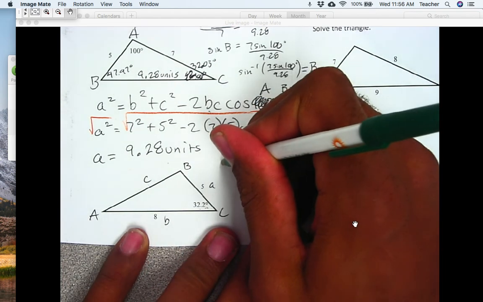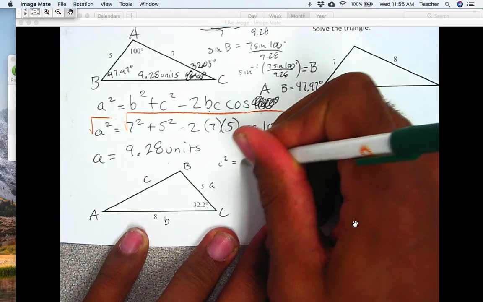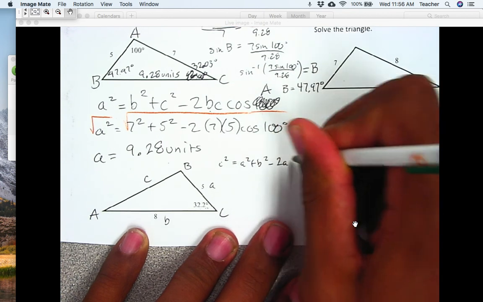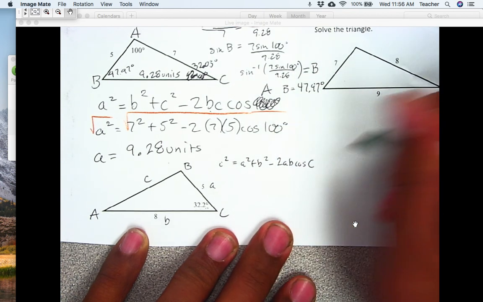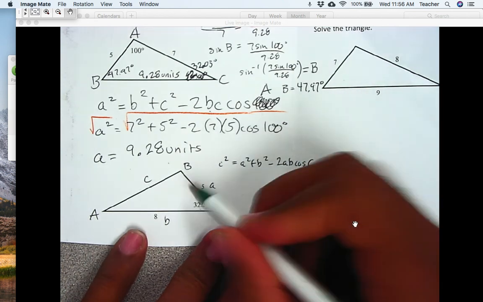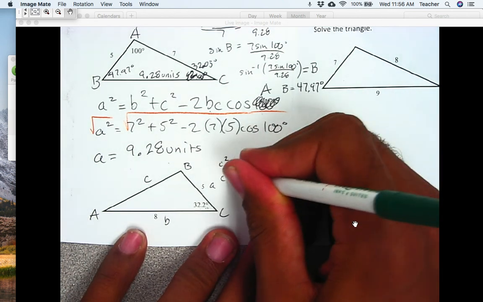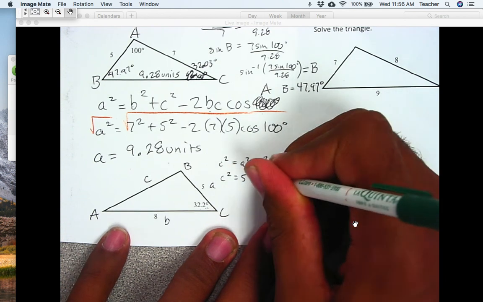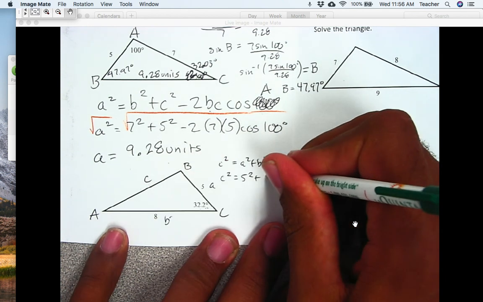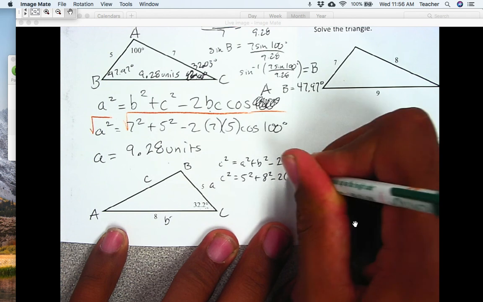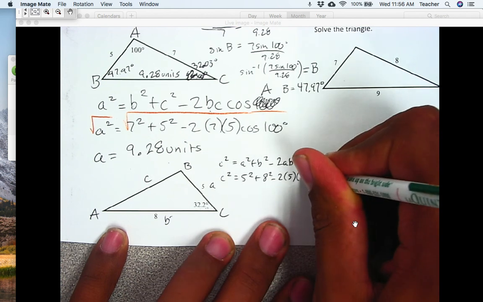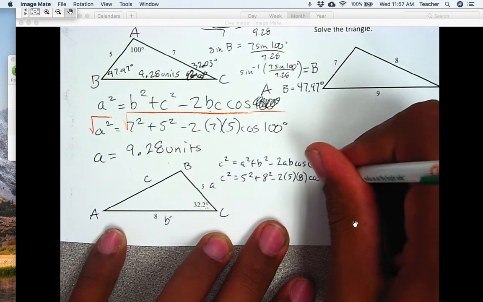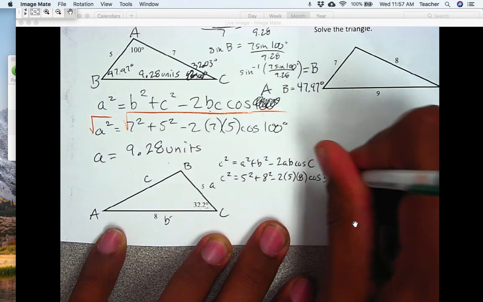Okay, so if I write the formula, c squared equals a squared plus b squared minus 2ab cosine C. I'm just going to fill in what I know. Okay, so we don't know that side, c squared. I know a squared, or 5 squared. I know b, so 8 squared. And then 2 times those same sides, and times the cosine of the angle we're given.